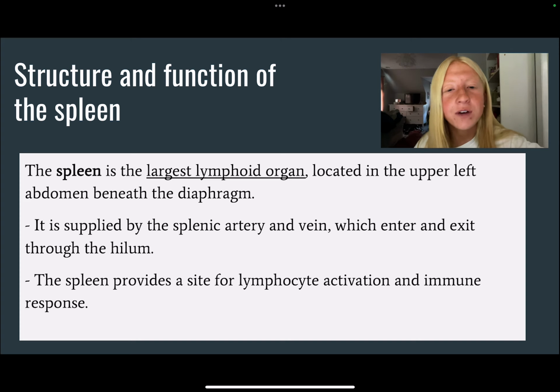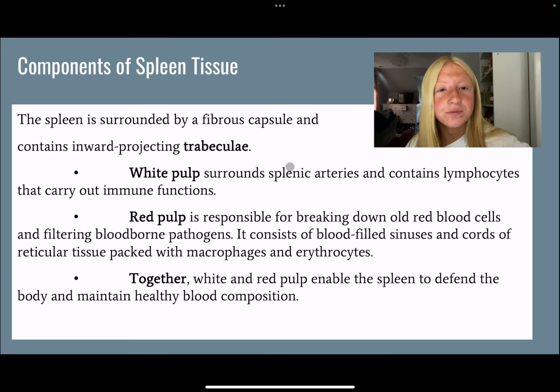The structure and function of the spleen. The spleen is the largest lymphoid organ, located in the upper left abdomen beneath the diaphragm. It's supplied by the splenic artery and vein, which enter and exit through the hilum. The spleen provides a site for lymphocyte activation and immune response.